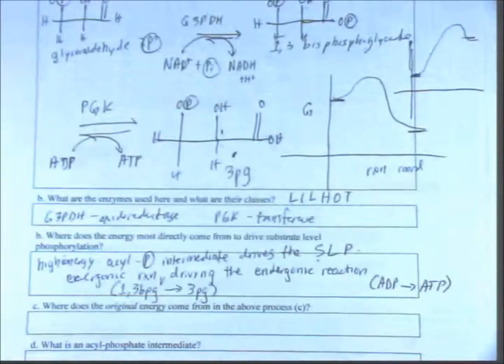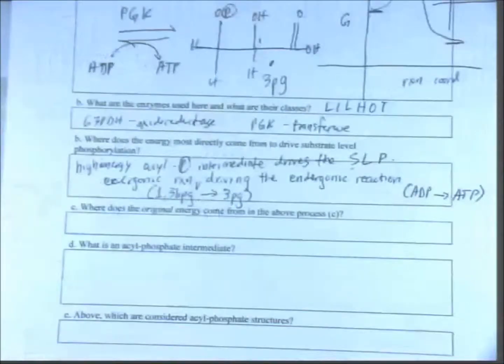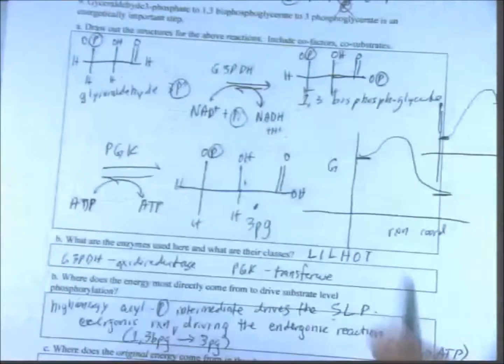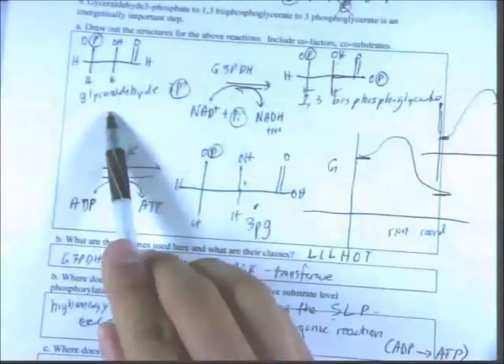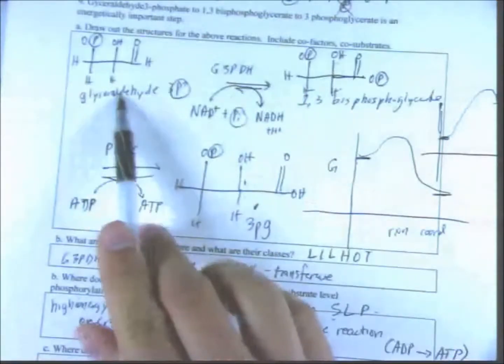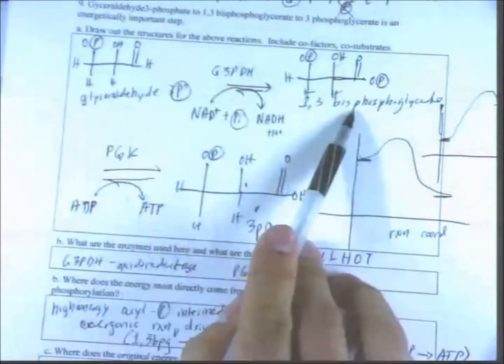All right. So question C, where does the original energy come from in the above process? We already know that the direct energy came from this exergonic-endergonic coupled reaction where a high energy acyl phosphate drove the substrate level phosphorylation. But where did this high energy acyl phosphate come from? Well, obviously, we have to look at the previous reaction, right? So we look at glyceraldehyde 3-phosphate. What happened to glyceraldehyde 3-phosphate to make this structure?